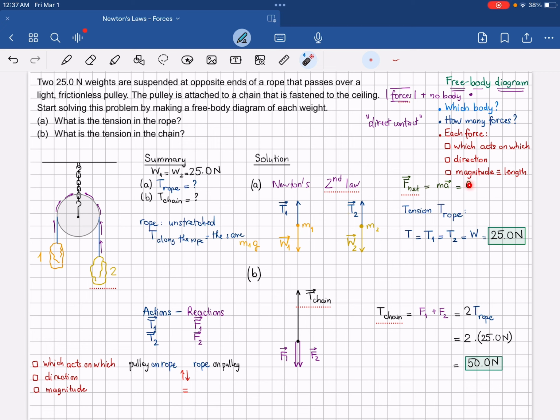acceleration is 0, it means that F net has to be 0, which means that all the forces have to balance, have to cancel each other. And that means that this one upward has to be as strong as the one that pulls it downward. That's why it equals the weight itself. And then we got it, 25 newtons. Okay.